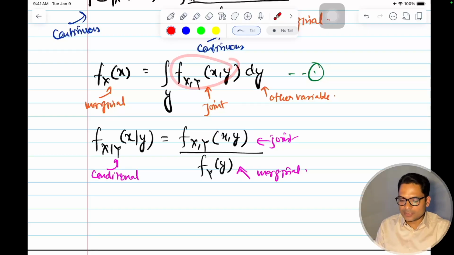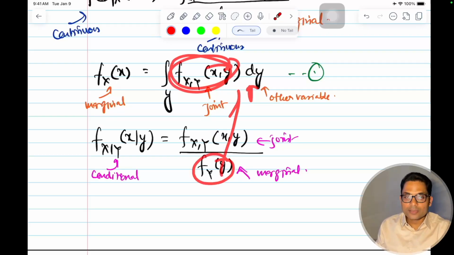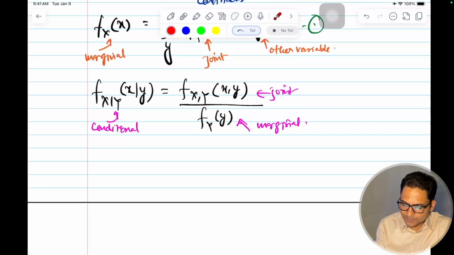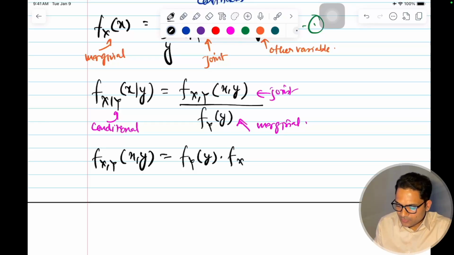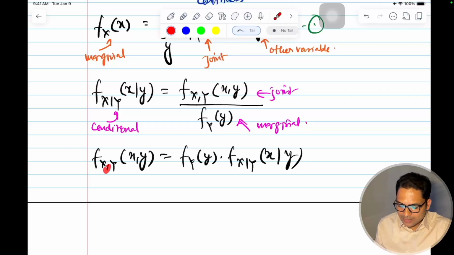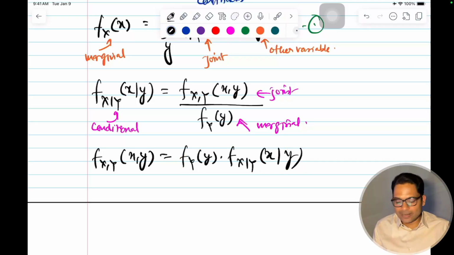Since I want to find this integration, if I have this in terms of fY(y), this will be integrable. Let's see. This one multiplies here, so I will get this value. So f of x, y, the joint probability, is equal to the marginal into the conditional, f of x given y. Watch these symbols carefully: x comma y is joint, and x given y, the vertical line, is conditional. Both are not the same. This is joint, this is and, this is conditional, given. So I have this equation number 2.